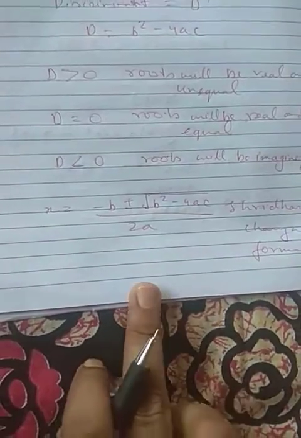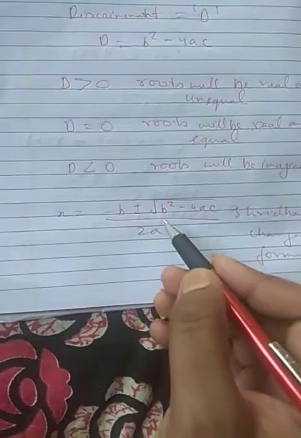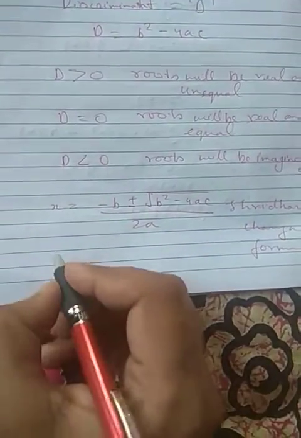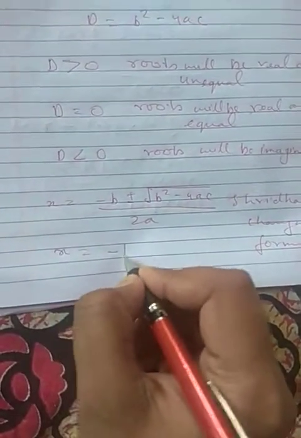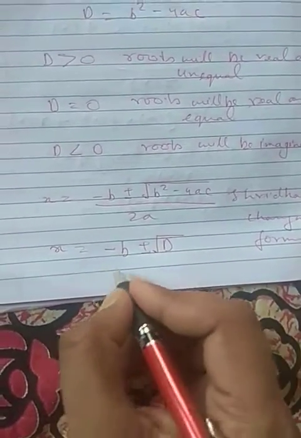x equals minus b plus or minus under root b square minus 4ac upon 2a, and b square minus 4ac is called the discriminant. So the formula can be written as x equals minus b plus or minus under root D upon 2a.